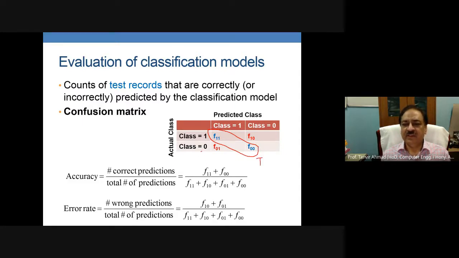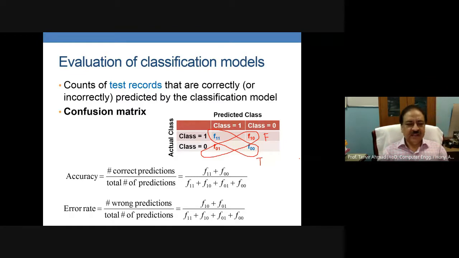Whereas the ones given over here are all false cases. That means I want to reduce the values of F10 and F01 and increase the values of F11 and F00. The output of a good model is one that maximizes F00 and F11. Those blue ones are classified correctly, whereas the ones in red are classified wrongly.